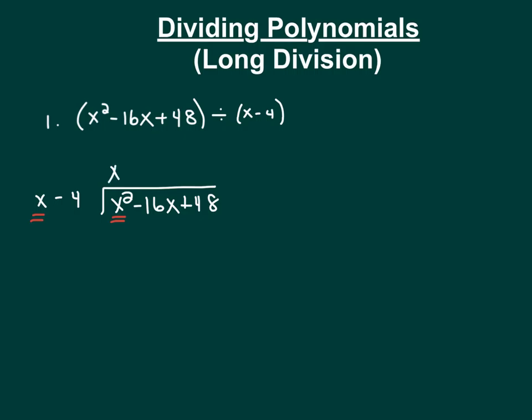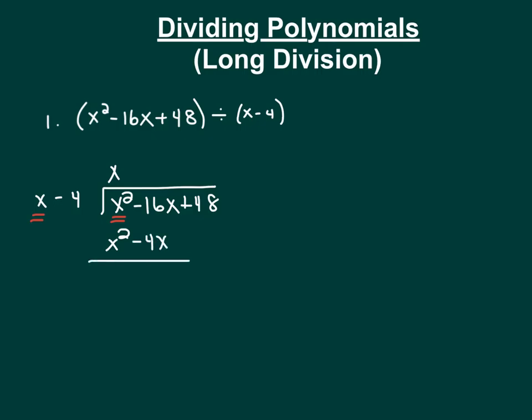And then all you're going to do is take this x and multiply it to the x minus 4. So x times x is x squared. We're going to put that right down here. And then x times negative 4 is negative 4x. So we're going to write that right here.